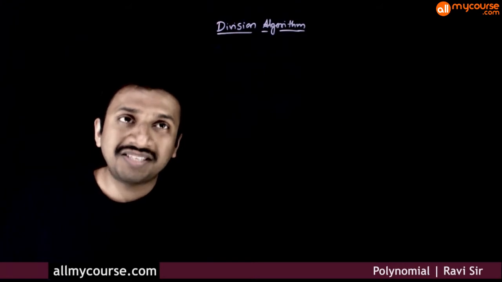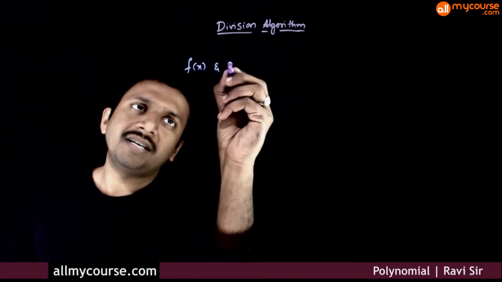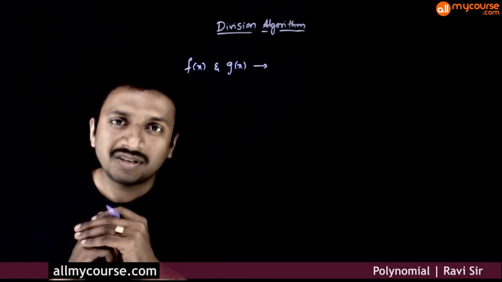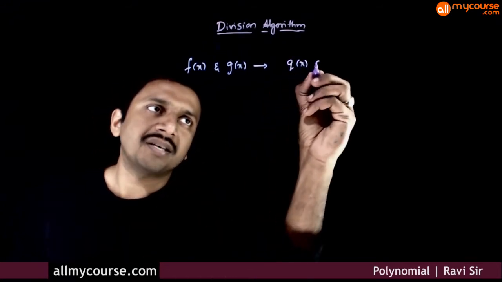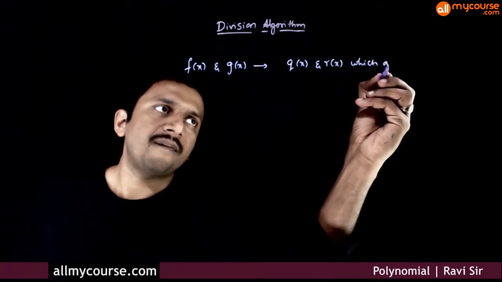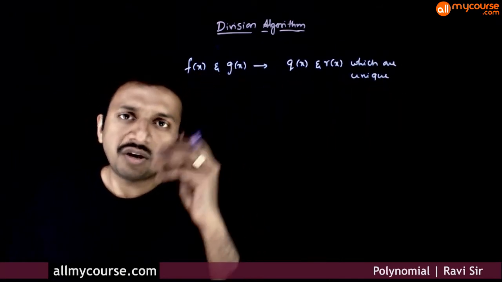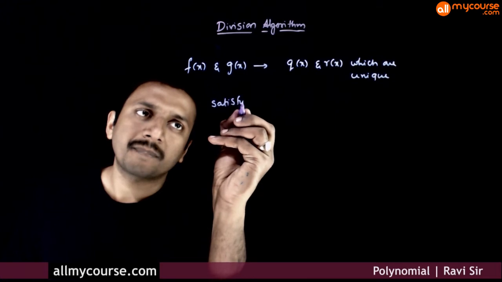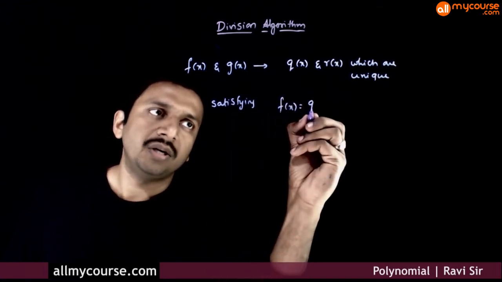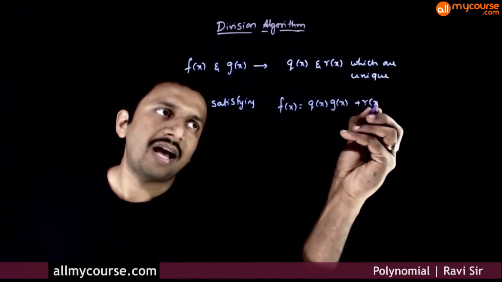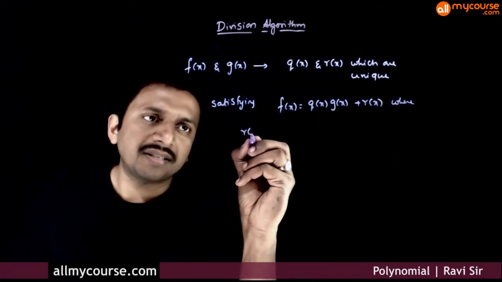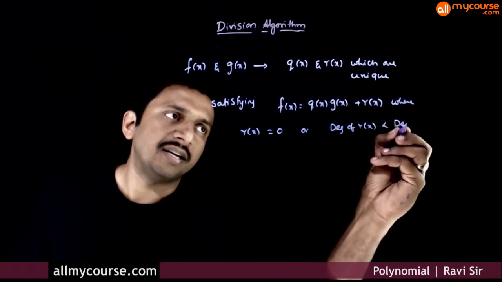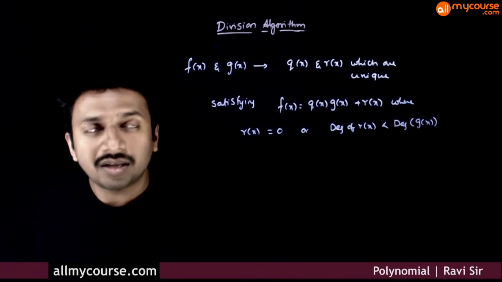Division algorithm for polynomials states that corresponding to f of x and g of x as two polynomials, there exist two polynomials q of x and r of x which are unique, satisfying f of x is equal to q of x times g of x plus r of x, where r of x is equal to 0 or degree of r of x is less than degree of g of x. This is called the division algorithm.